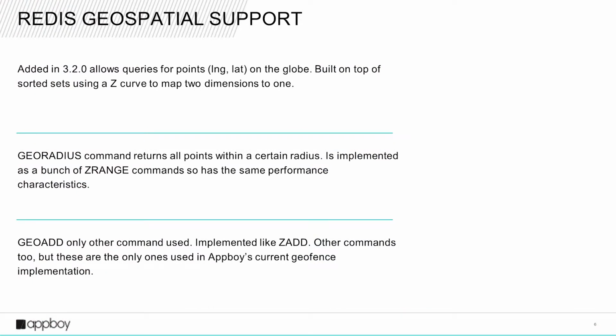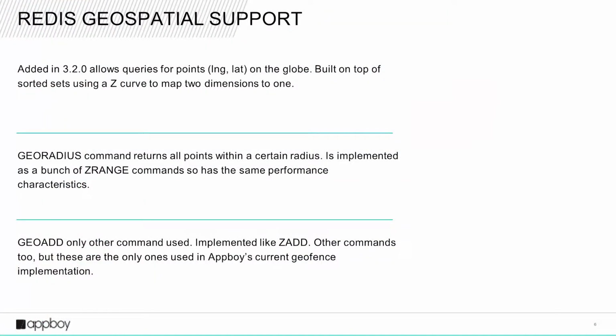Okay, so Redis geospatial support. This was added in 3.2.0, which I think came out about a year ago. It's built on top of sorted sets. It uses a z-curve to map 2 dimensions to 1. So if you know the properties of sorted sets, you have a score and you have the value at that score. So a score is 1 dimension. It's just one big number. A lat long is obviously 2 dimensions. It's 2 numbers. So you have to make that lat long into a single dimension. And you do this using a thing called a z-curve, which I'll go over in a little bit.